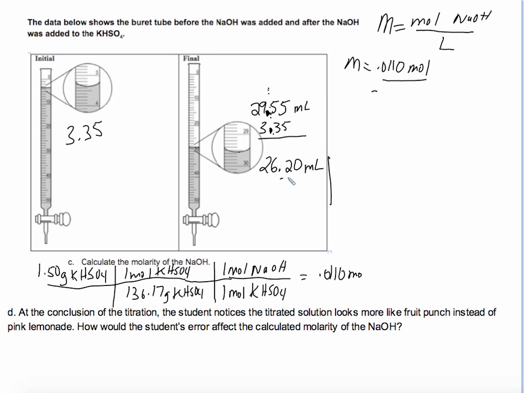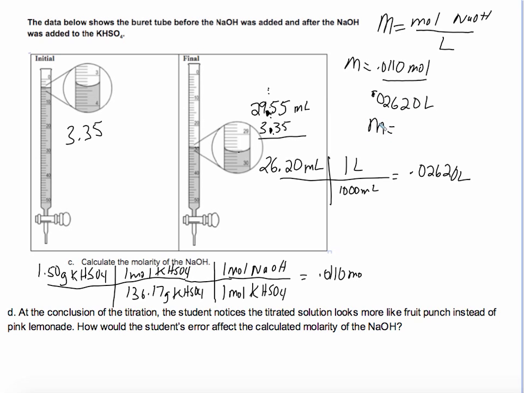That's in milliliters, so we're going to have to change it to liters. In 1 liter, there's 1,000 milliliters. Basically, we're moving the decimal places 2 spots. So 0.02620 liters. That's your volume. This has 4 significant digits.